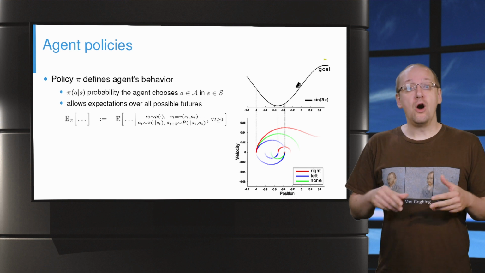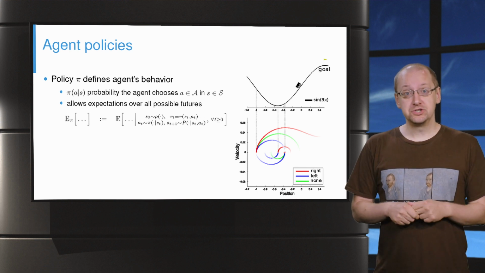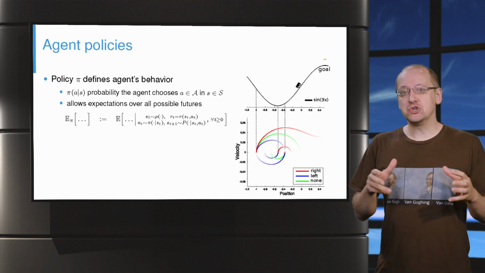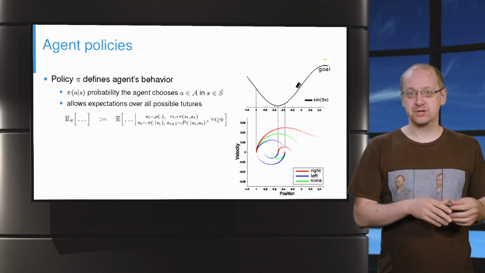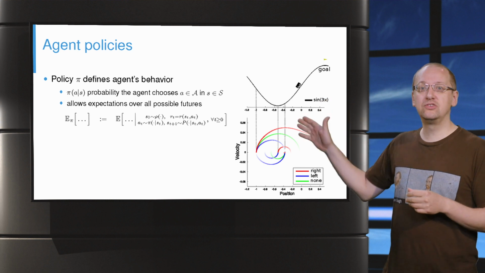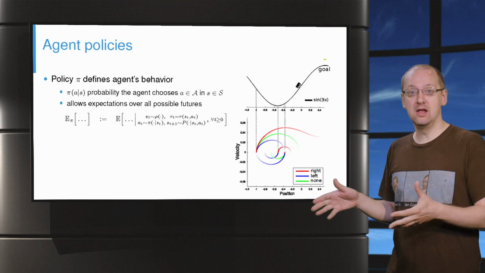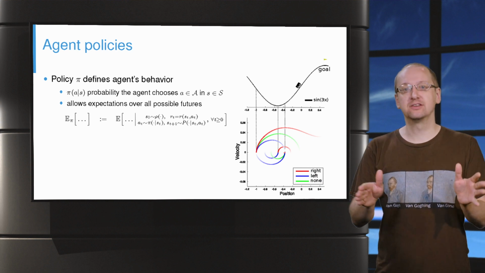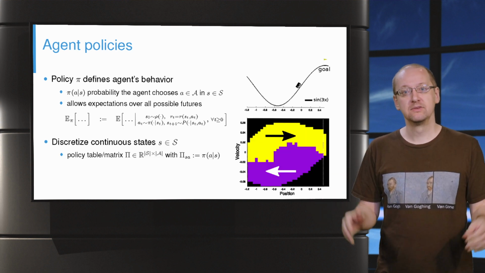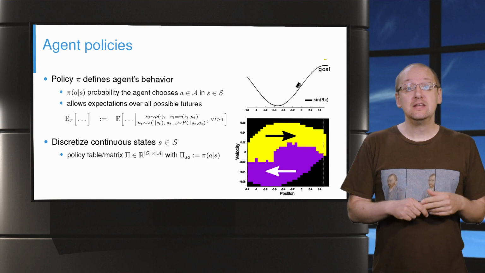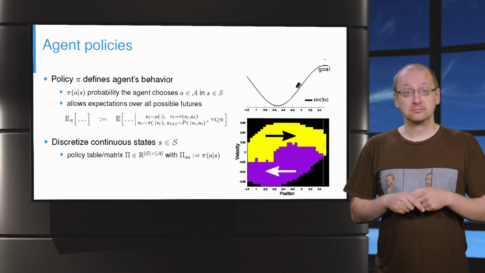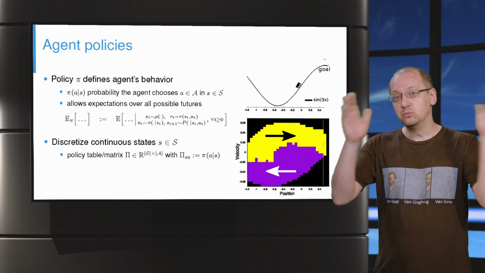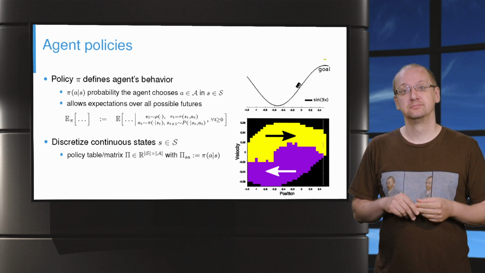Since we know now which actions the agent will choose in each state, we can compute expectations over all possible futures. I'm using here the notation expectation of pi, which is the average over all possible future trajectories the agent can take. Our mountain car lives in a continuous world. Both the position and the velocity can take any number within some reasonable bounds.